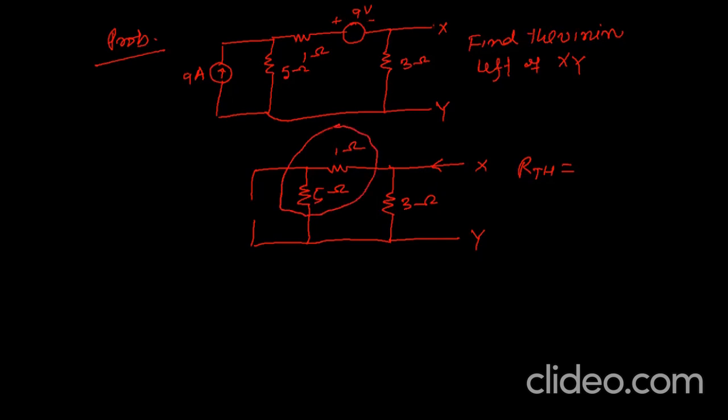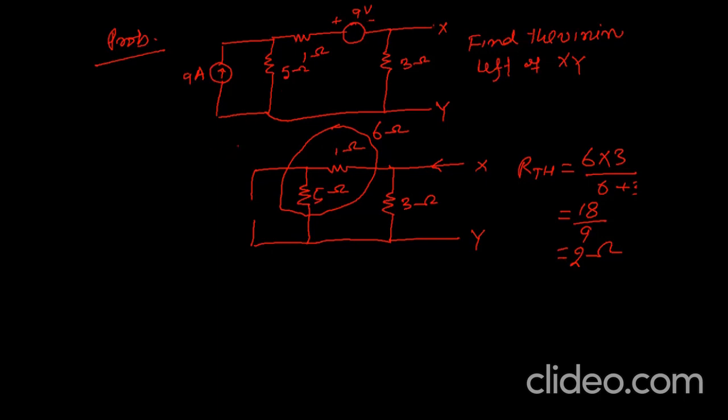So its equivalent will be 6 ohm, and this 6 ohm and 3 ohm are in parallel. So 6 multiplied by 3 divided by 6 plus 3. So how much will its value be? It is 18 divided by 9, so 2 ohm. So RTH is calculated as 2 ohm. One part is completed. Now we have to find the VTH.